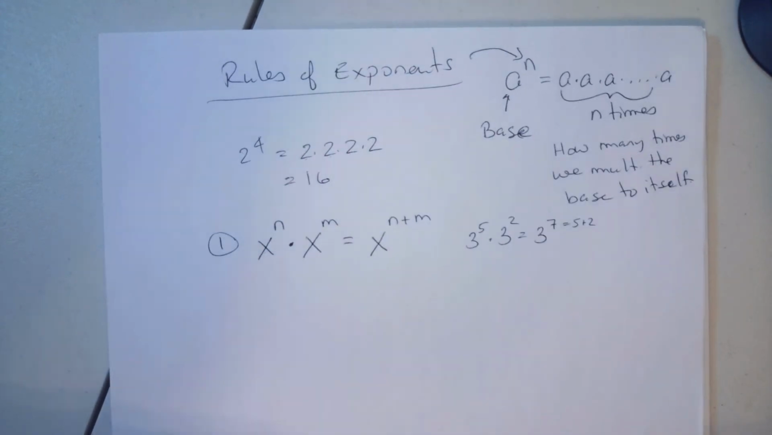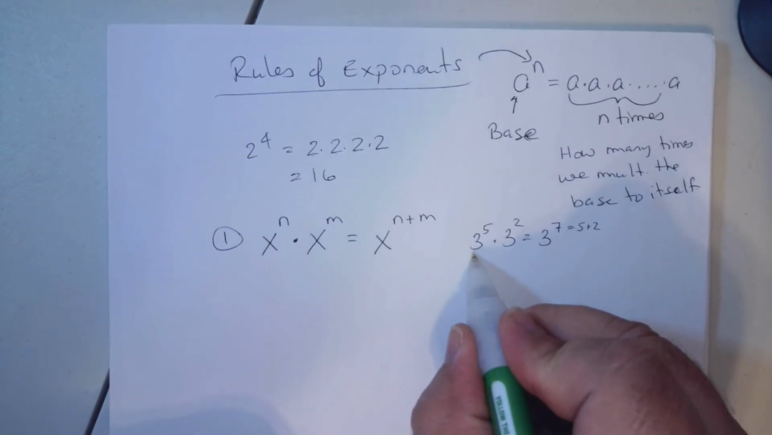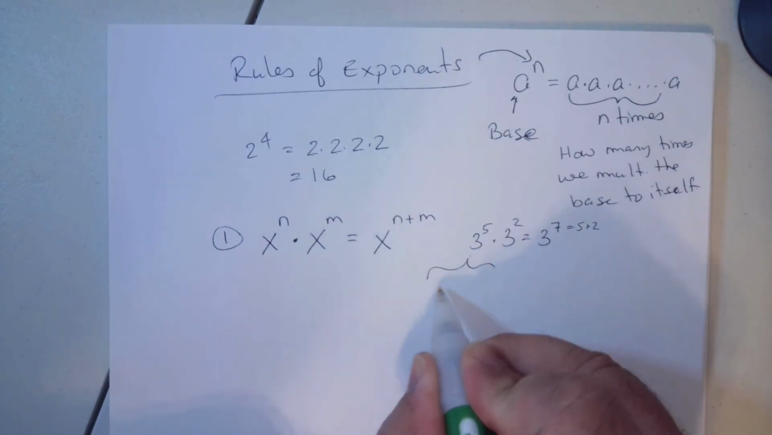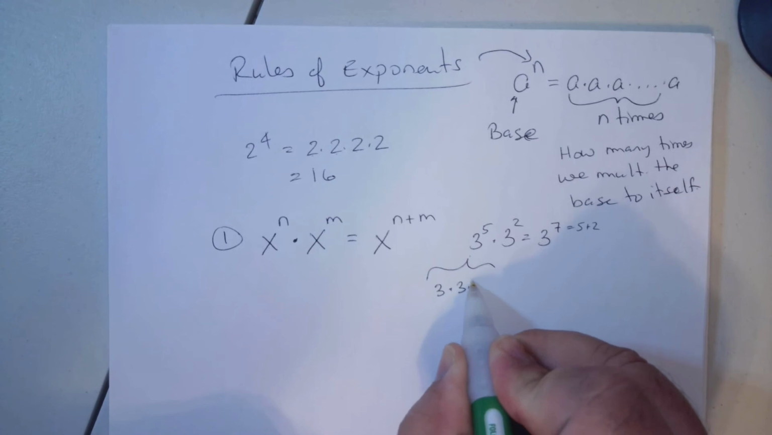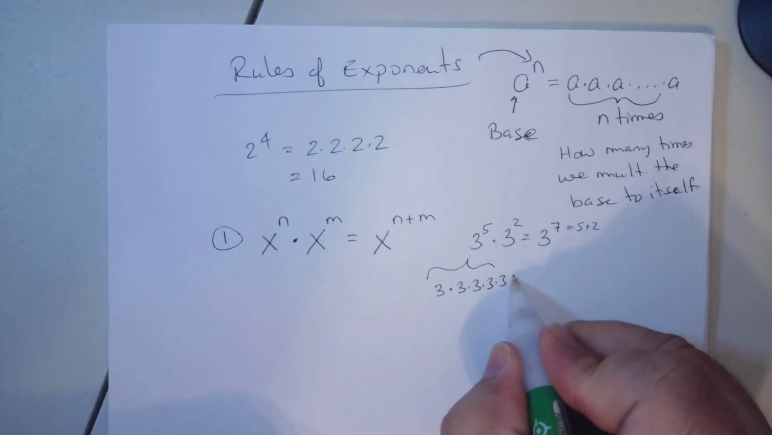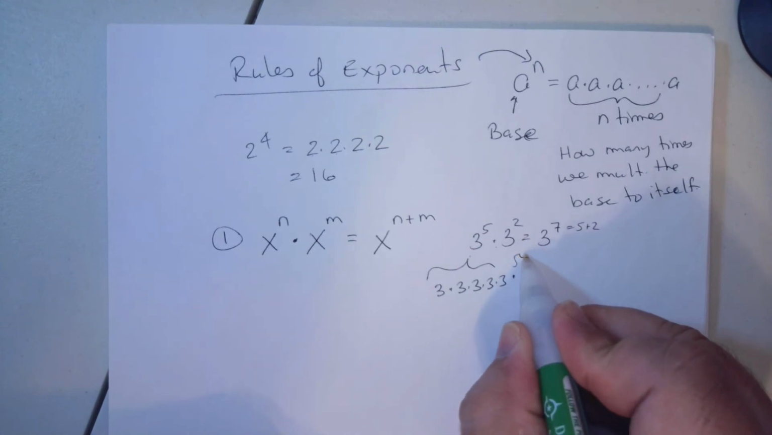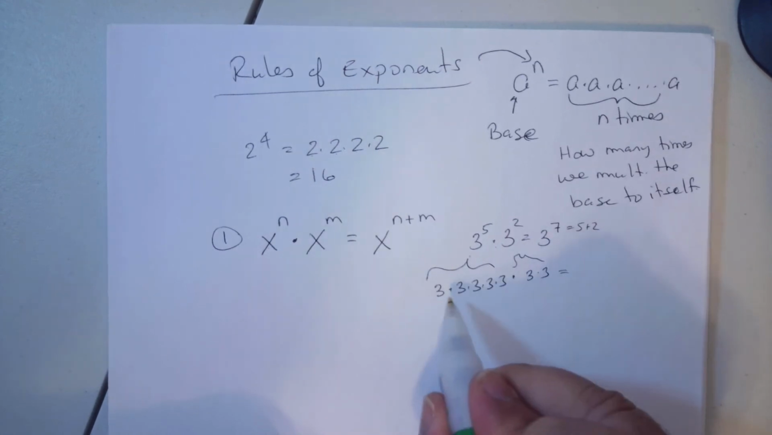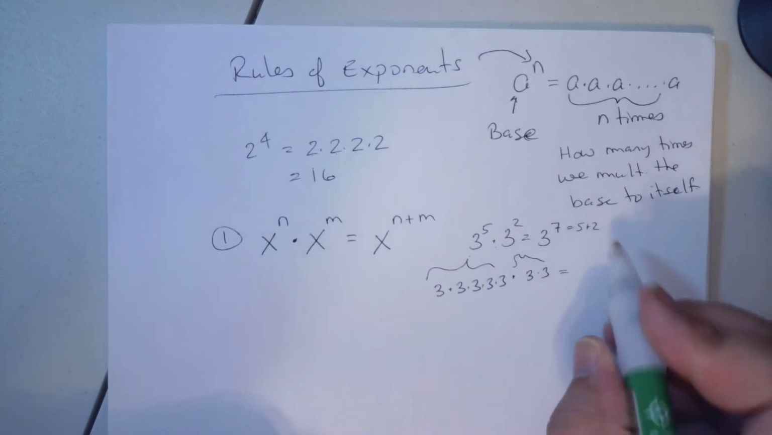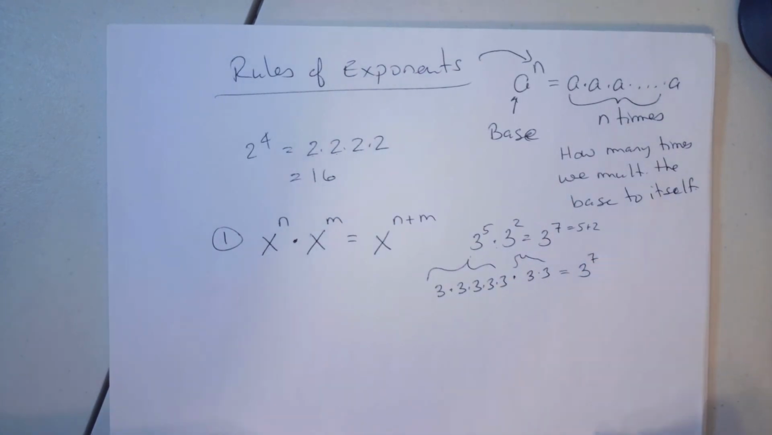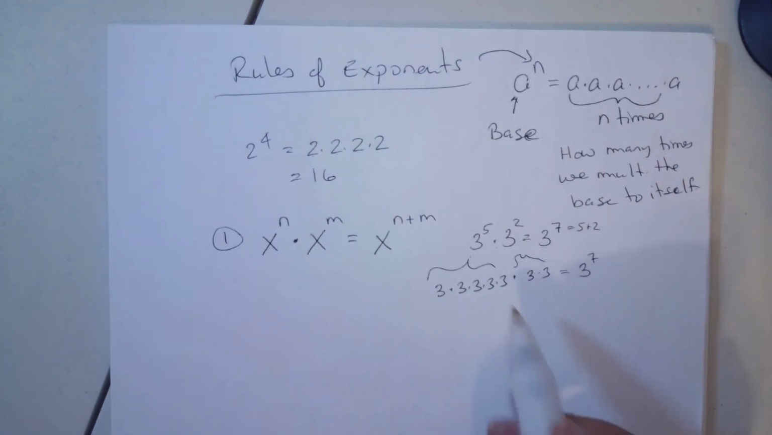The question is why? 3 to the 5th is 3 times 3 times 3 times 3 times 3, 5 times, times 3 squared, which is 3 times 3. 1, 2, 3, 4, 5, 6, 7. So we have the same number, the base, multiplied to itself 7 times. So it's just a lot faster if we just add the exponents.